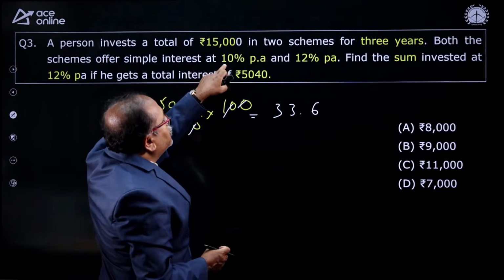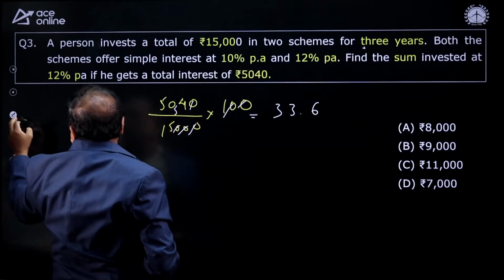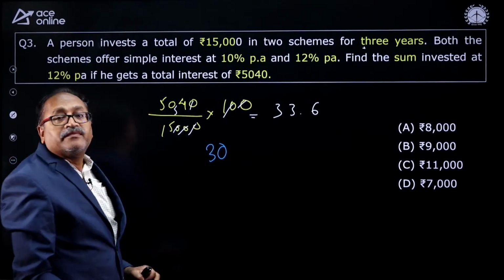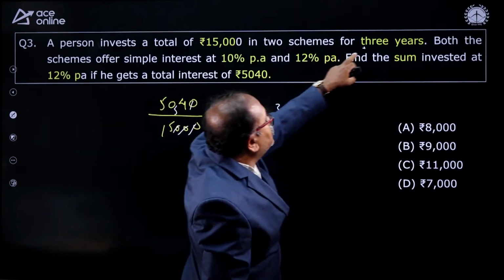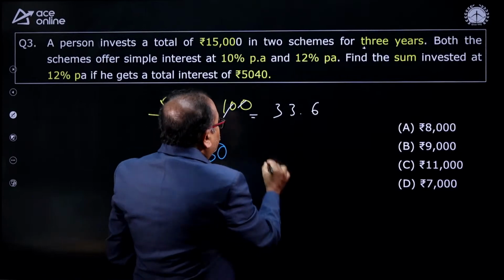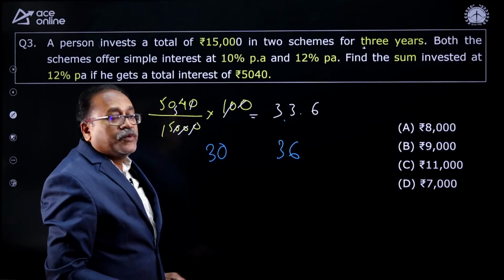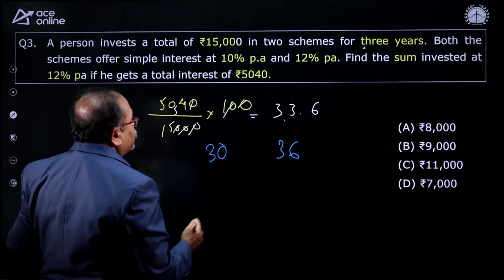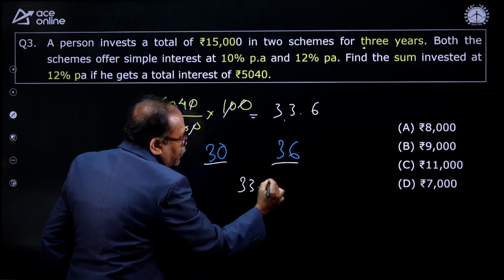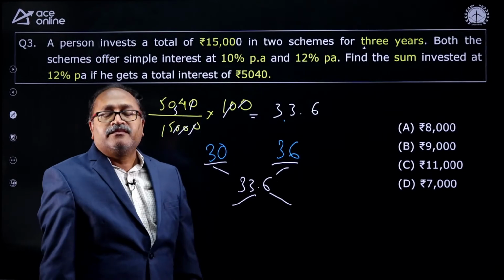Now here it says 10% per annum for how many years? 3 years. 10 into 3 is 30. So one rate of interest I get here is 30. The other one is 12% per annum for 3 years. 12 into 3 is 36. So take the 36 over here. And this part is the overall interest. So this is lower, this is higher, and the mean is 33.6. Take the difference, that will give you the ratio of the sum.